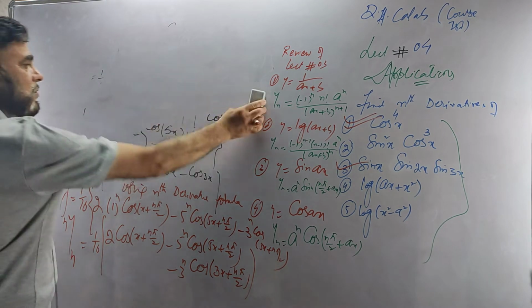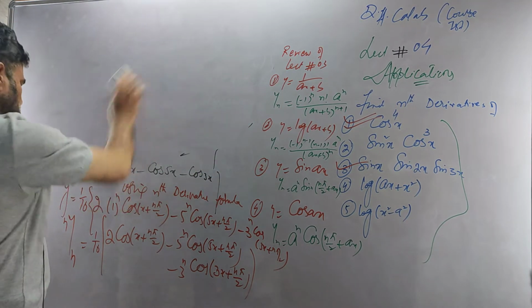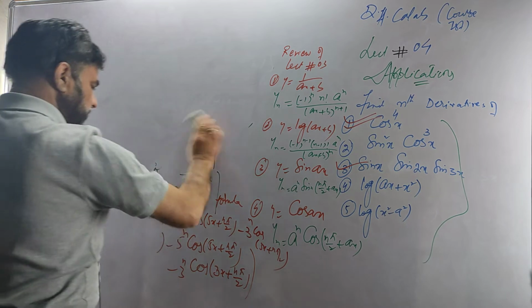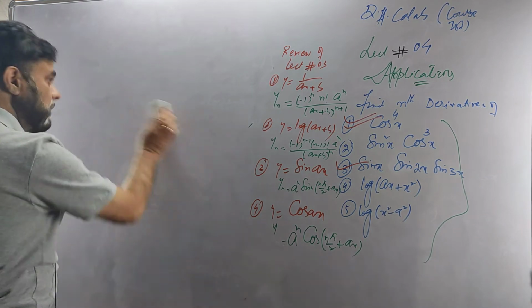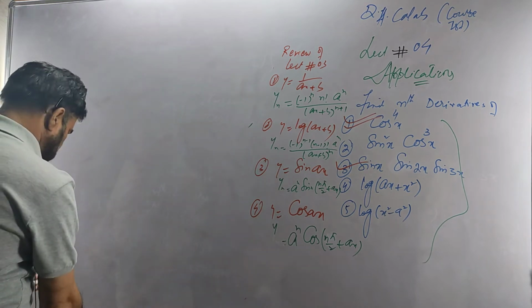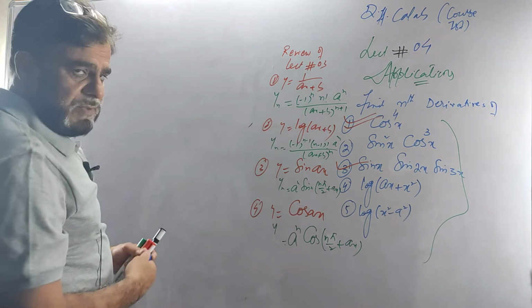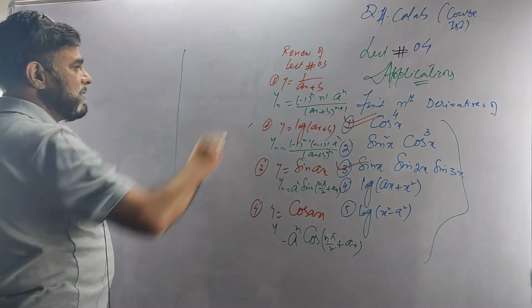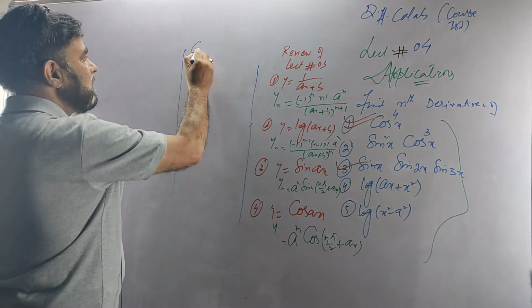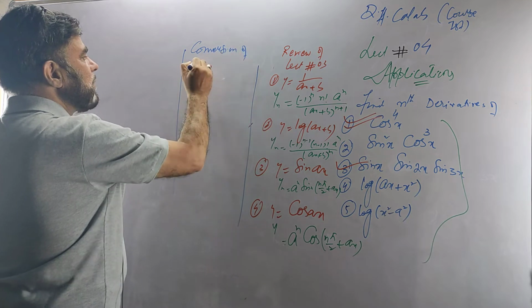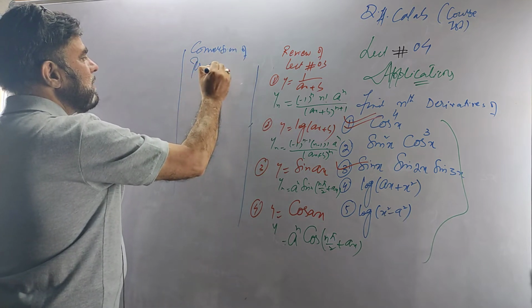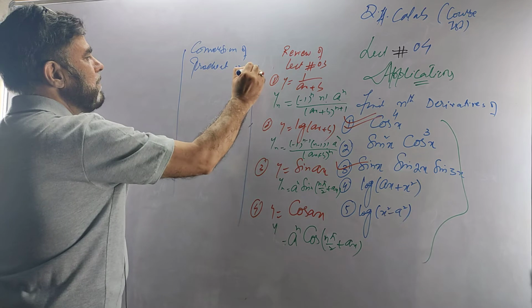Now this nth derivative is found. You should remember these formulae. You have done it in your previous class. I will write these formulae here. It is conversion of product into sum.